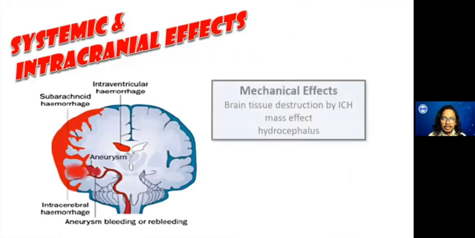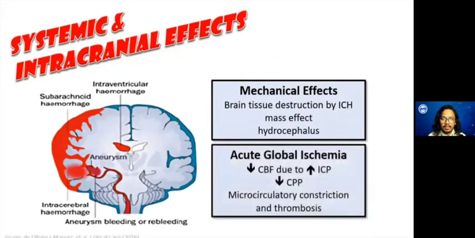The subarachnoid hemorrhage exerts mechanical effects inside the closed cranial vault, causing ischemic damage and brain tissue destruction due to increasing ICH, its mass effects, and also hydrocephalus. Acute global ischemia ensues due to the compromised cerebral blood flow as a result of increasing ICP and decreased CPP. Acute hydrocephalus can also lead to microcirculatory constriction and thrombosis.